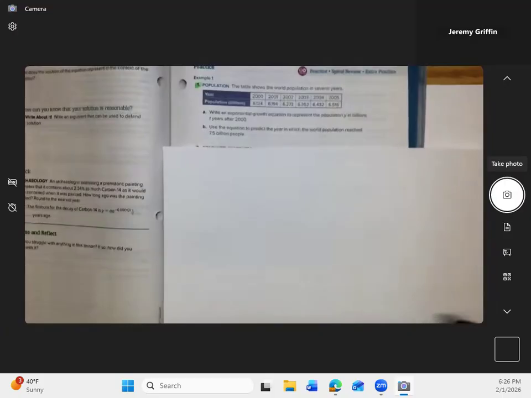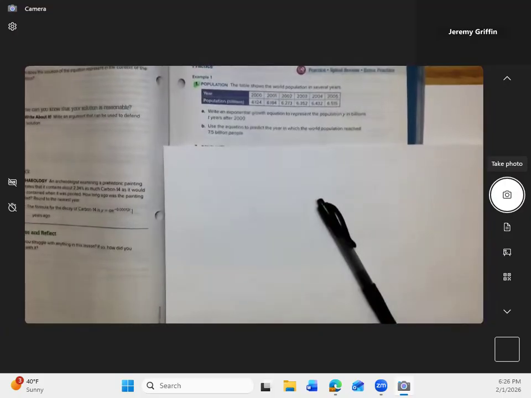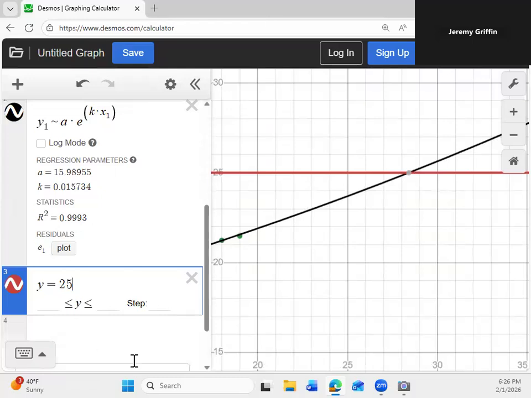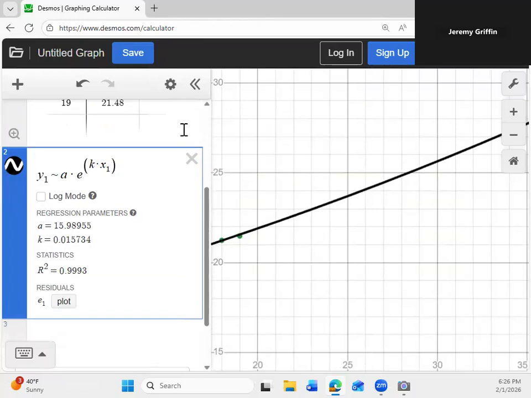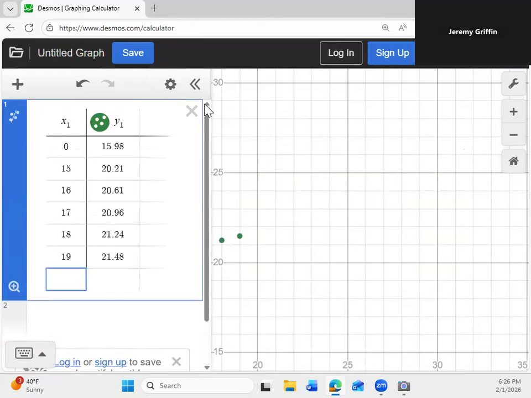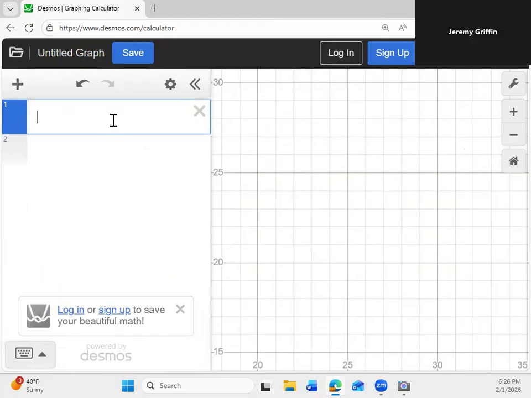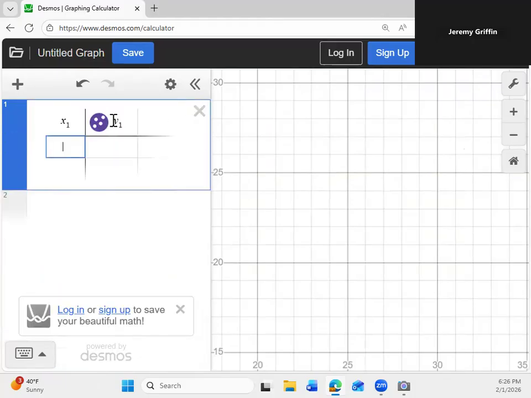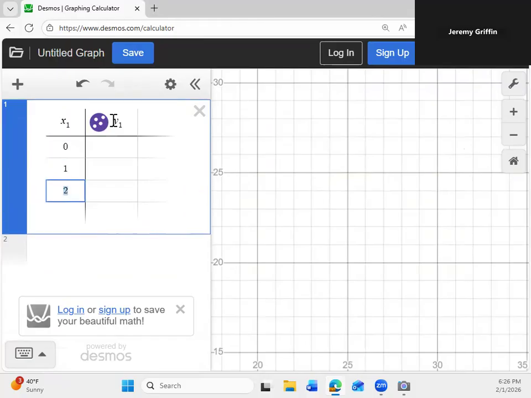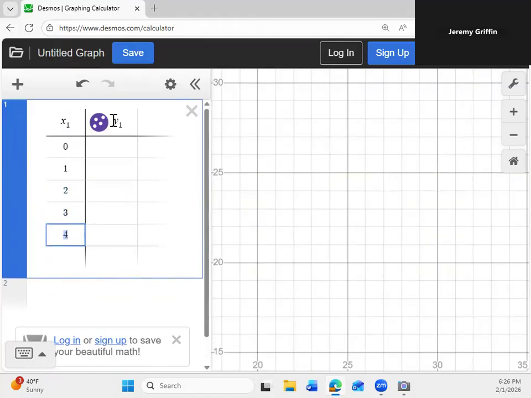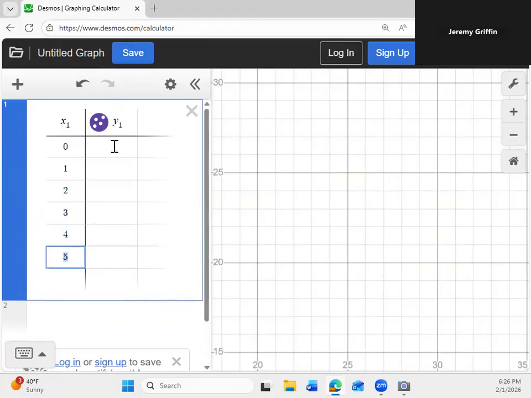All right. Now, here, let's try this a couple different ways. Let's go into Desmos and get a table. All right, so I'm going to clear all this out. We'll start from scratch. Table. And then I'll treat year 0 as the year 2000. And we'll just point 1, 2, 3, 4, 5. 2005 goes to 5.